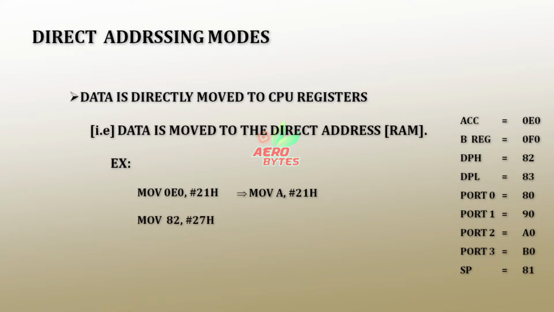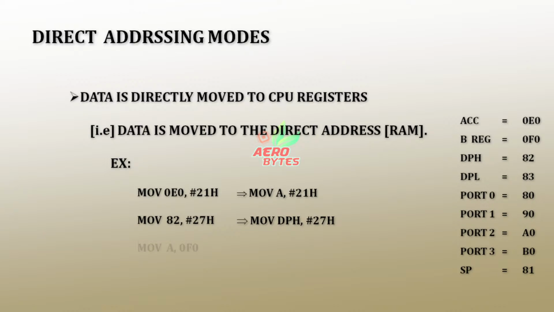MOV 82H, #27H. Here 27H is directly moved to 82H. 82 is known as DPH. So the value 27 is moved to the DPH.